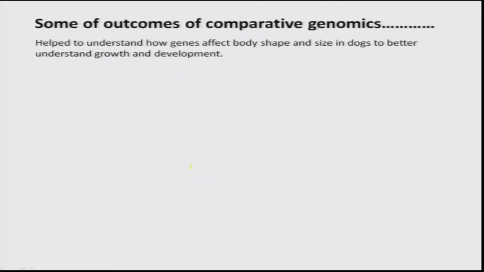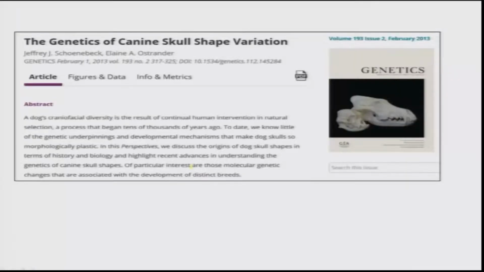The other example is you can also understand how genes affect body shape and size. Again, dogs are a good example, and this really helps to better understand growth and development. You can relate everything. For example, your skull size, right? It's very important. The face features and your ratio between the skull and the body and so on.